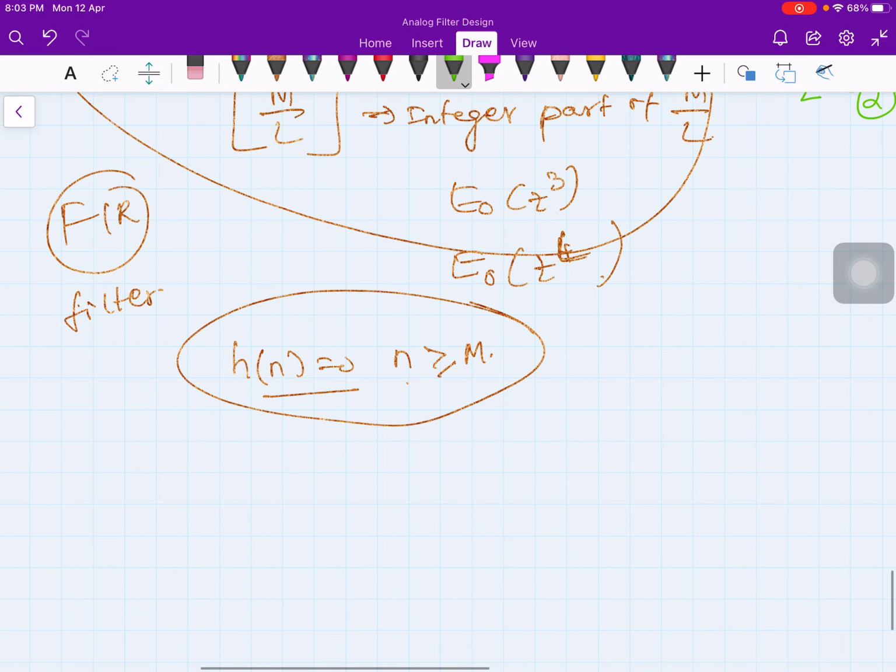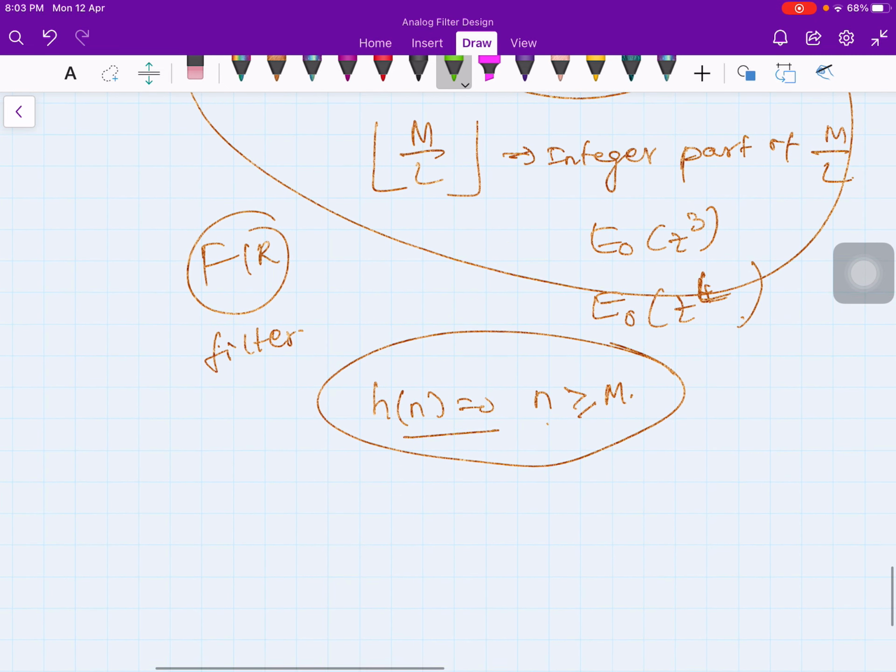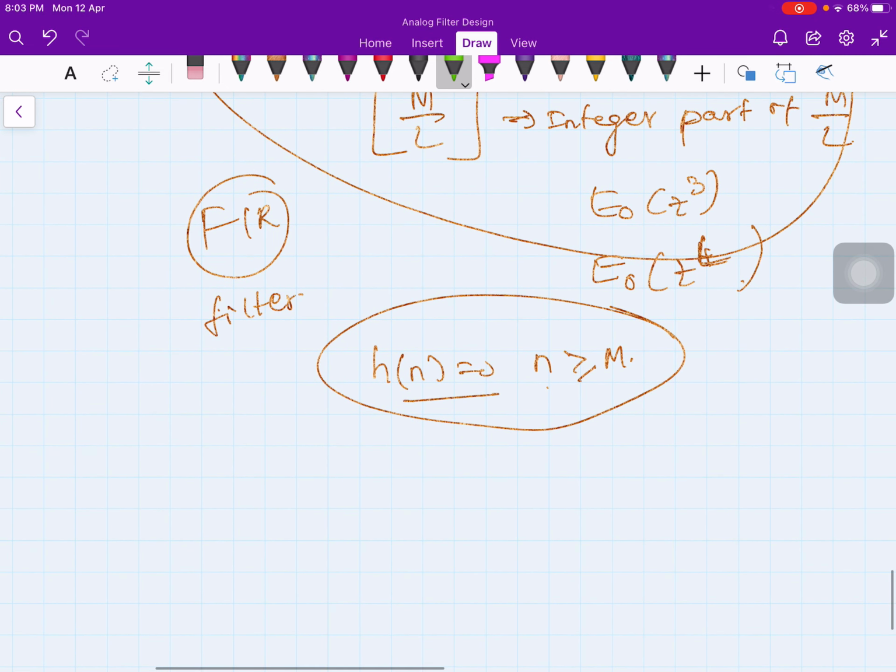So that's all about the parallel implementation of FIR filter. In the next lecture we will discuss linear phase FIR filter. This is a very important topic. We will discuss it in the next lecture.